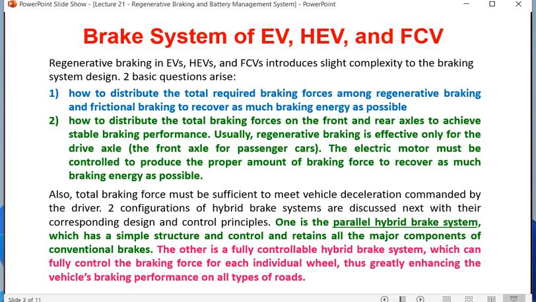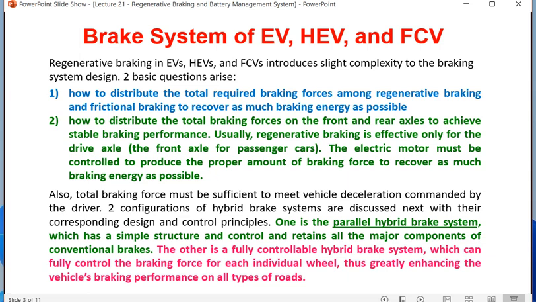So this question can be asked in the exam for 10 marks. You have to draw the block diagram, you have to explain each and every part of it. The first type of brake system is the parallel hybrid brake system, which has a simple structure and control and retains all the major components of conventional braking. And the other part is the fully controllable hybrid brake system. So these two are the two major things we are going to see in this lecture under the heading of regenerative braking.